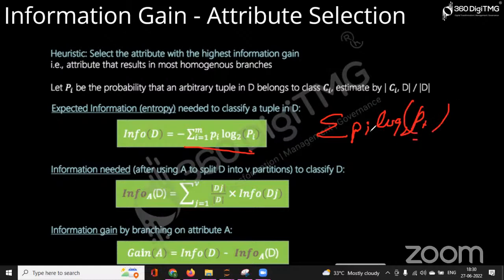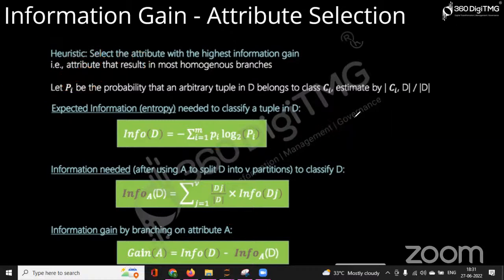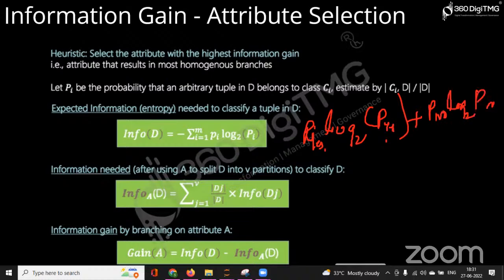Here i is the classes. In whatever data set you are using, you will be having classes, like yes case or no case, 0 case or 1 case. These are all classes. For whichever classes you have, you take the summation over all of them. You have to take care of each and every class: P of yes class log 2 P of yes class plus P of no class log 2 P of no class. So this is your entropy.